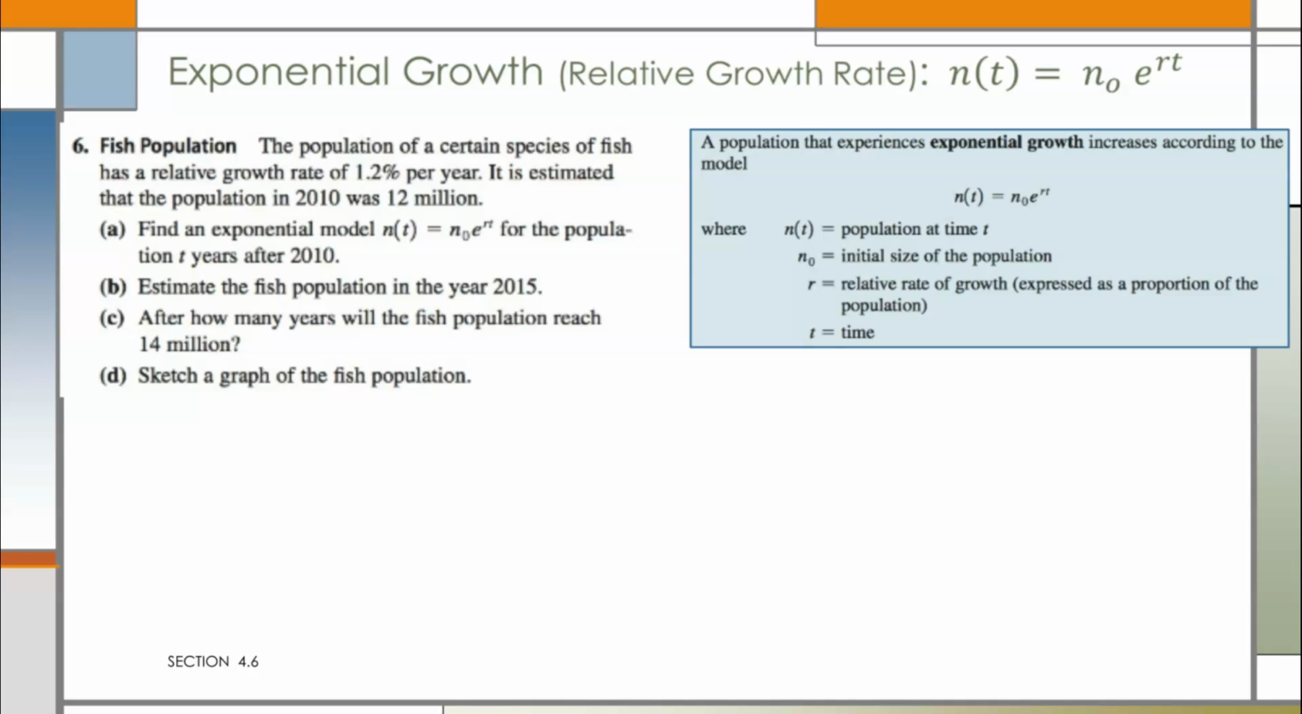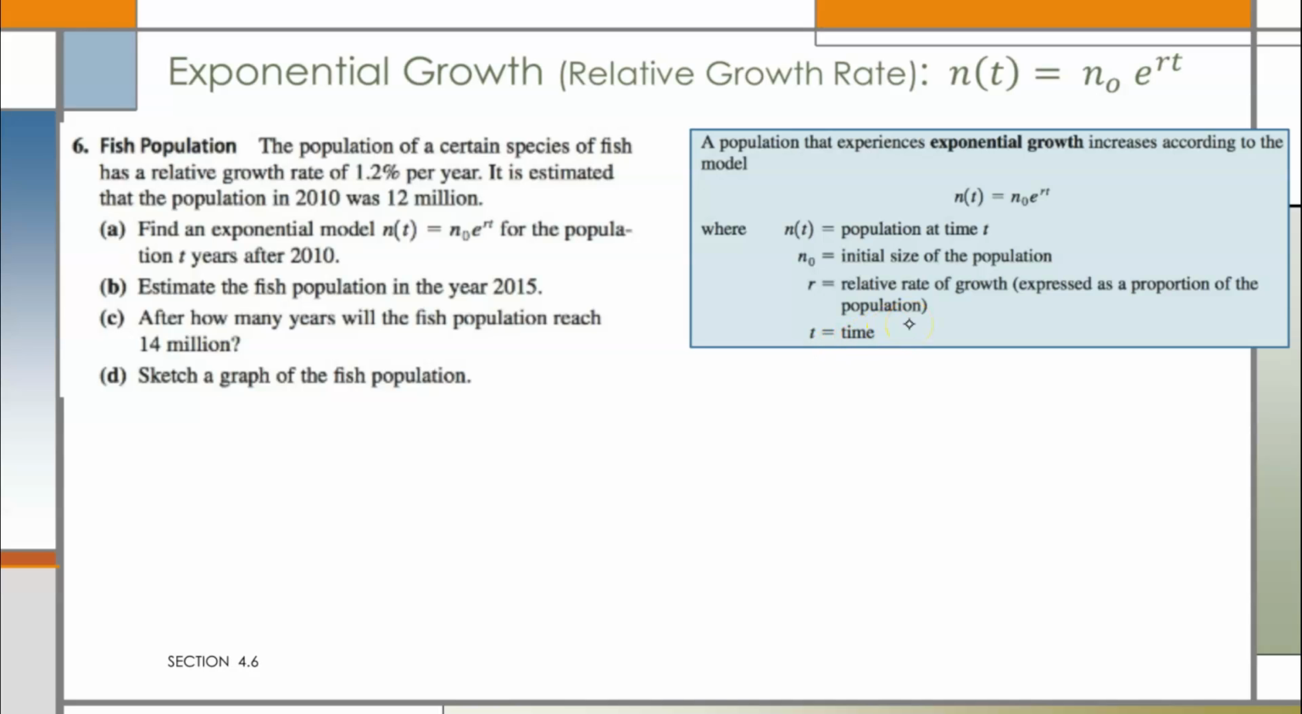Okay, so here's our model: N sub t equals N sub 0 e to the rt. Remember, it's important to go through and make sure you know what each variable represents. N sub t is the size of the population at time t. N sub 0 is the initial size. R is the relative growth rate expressed in decimal when we plug it into the formula. And then t is time. Once we know what our variables represent, we can go back and fill in some of their values.